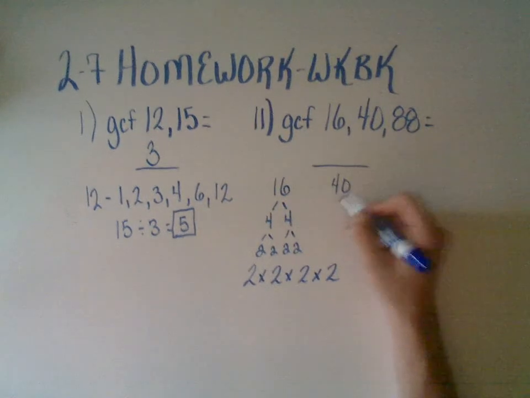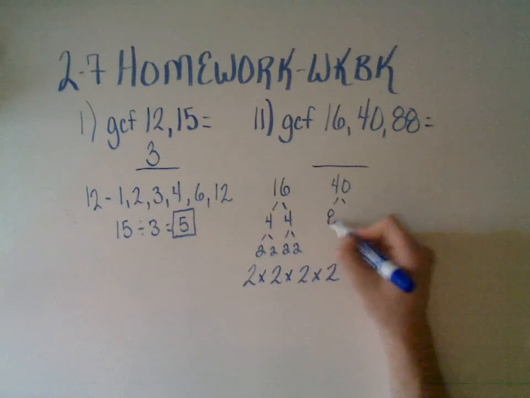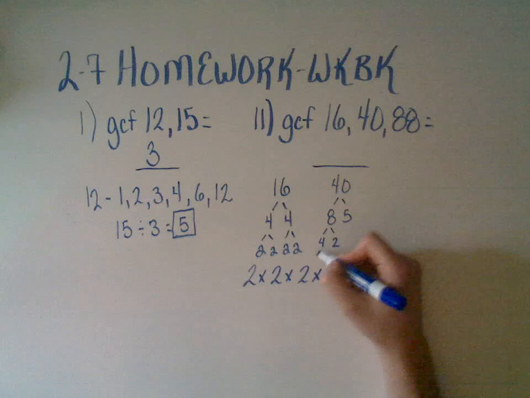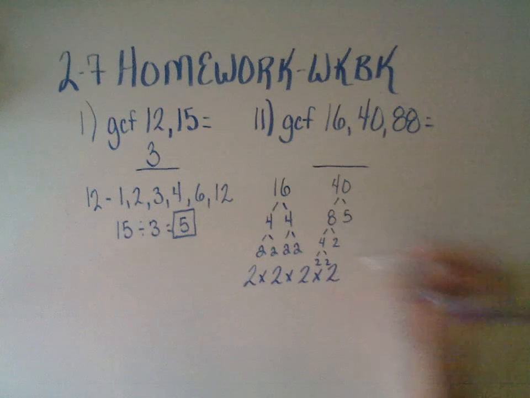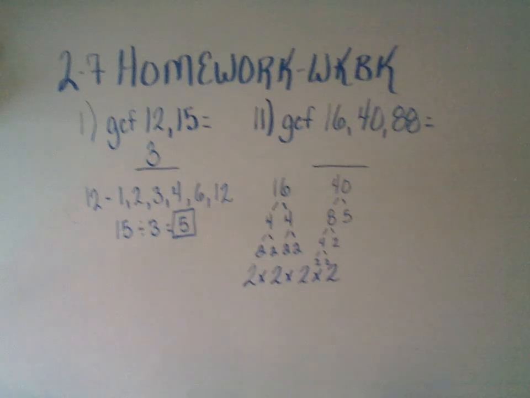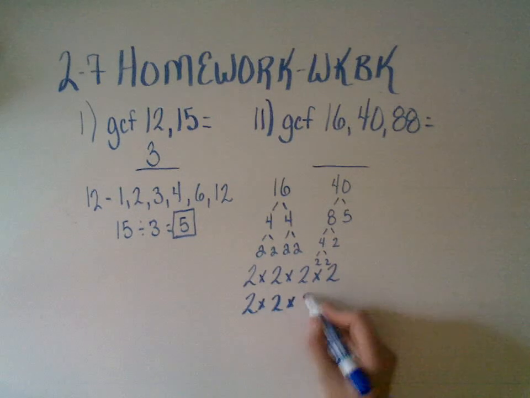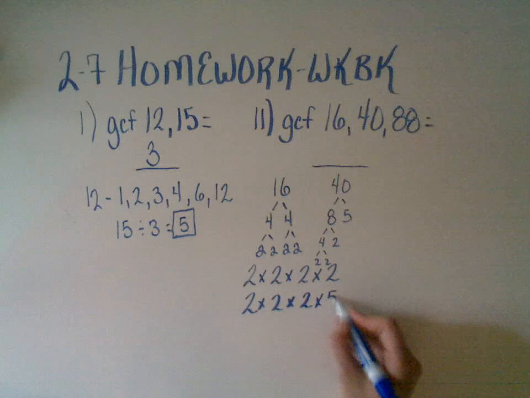40 is going to break down as 8 and 5. 8 is going to break down as 4 and 2. 4 is going to break down as 2 and 2. Again, this is old news because we just did this. So 2 times 2 times 2 times 5.